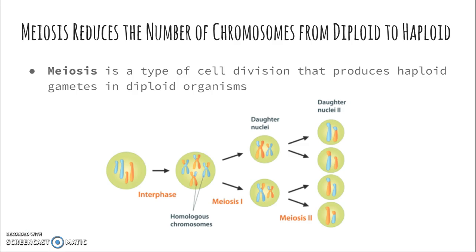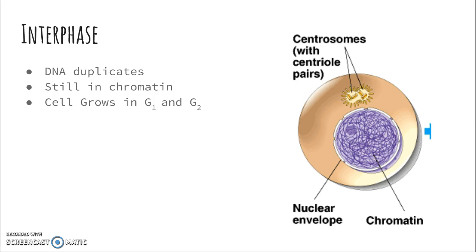Okay, so meiosis reduces the number of chromosomes from diploid to haploid and is a type of cell division that produces haploid gametes from diploid chromosomes. If we look here, remember interphase from mitosis. We're going through the same thing here. Interphase is going to duplicate our DNA. It's going to grow our cell, and it's going to get it ready for meiosis. In meiosis 1, we're going to split into two cells, but we're going to become haploid in meiosis 1, and then we're going to split it even further in meiosis 2.